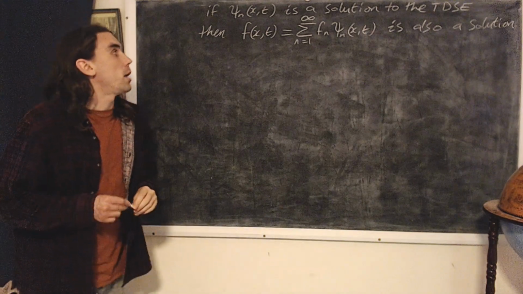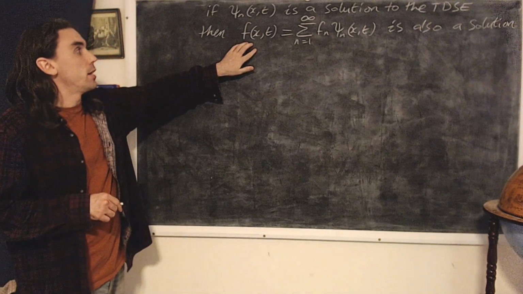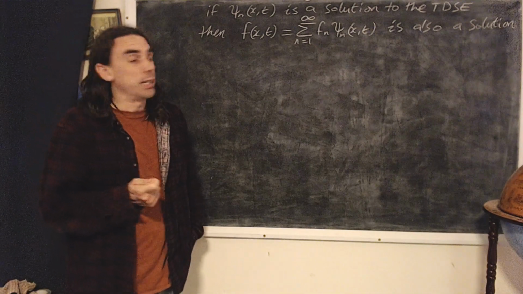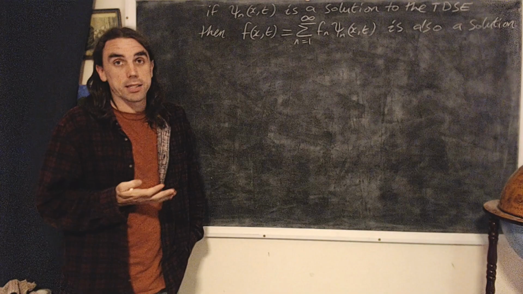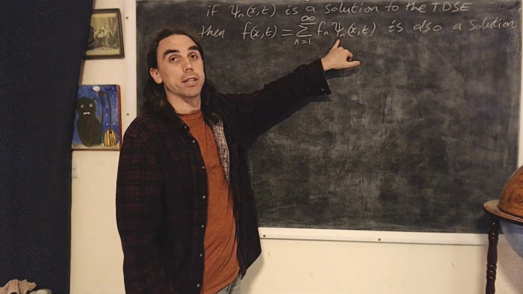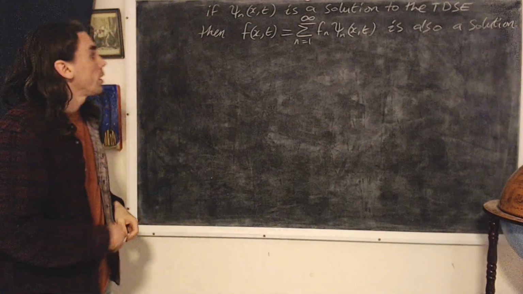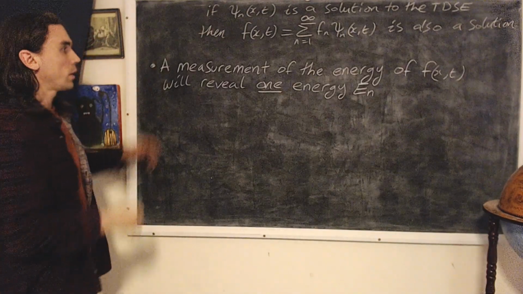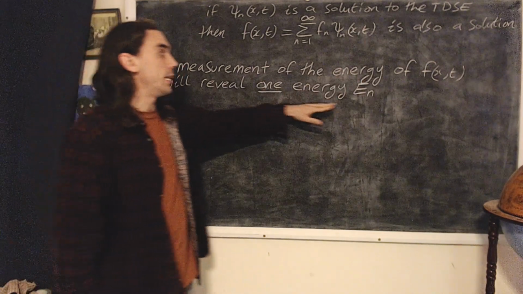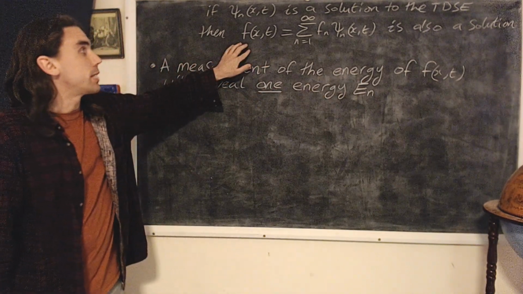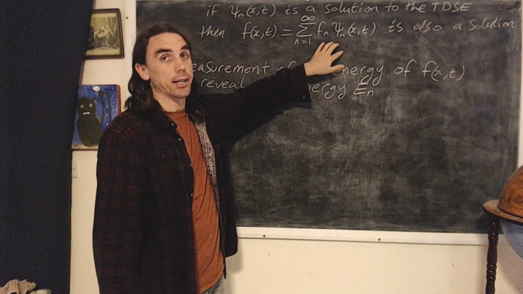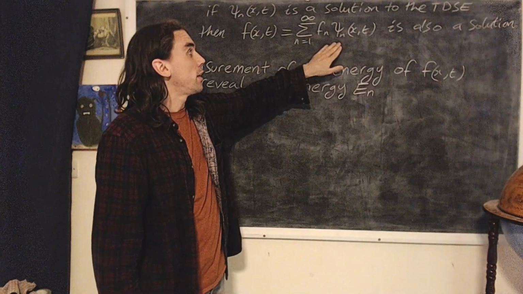If we perform a measurement on f of x and t, a measurement of energy, this is where things get a little bit strange in quantum mechanics. We will always find exactly one of the energy eigenstates. So let's write that down. A measurement of the energy of f of x and t will reveal one energy En. So even though we prepared the state in a superposition of different energy eigenstates, when we make a measurement of the energy, we only find one of the energies.